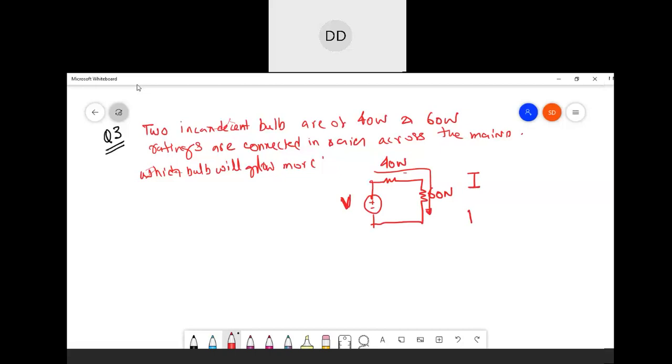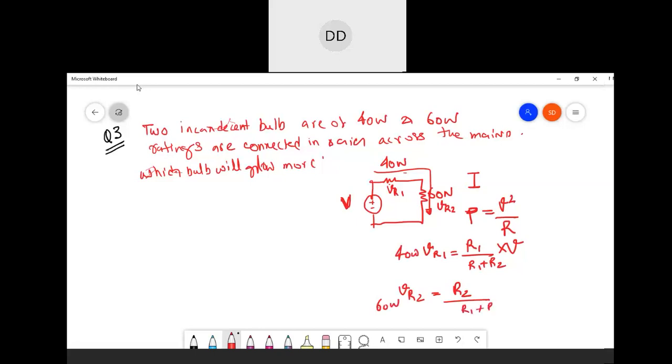Now what about the power? Power inside the bulb depends upon the voltage square by R. Now you see there would be VR1 across one bulb and VR2 across the other. Using the voltage divider, VR1 would be equal to R1 upon R1 plus R2 into V, wherein VR2 would be equal to R2 upon R1 plus R2 into V. Let us write R1 for the 40 watt bulb and R2 for the 60 watt bulb.